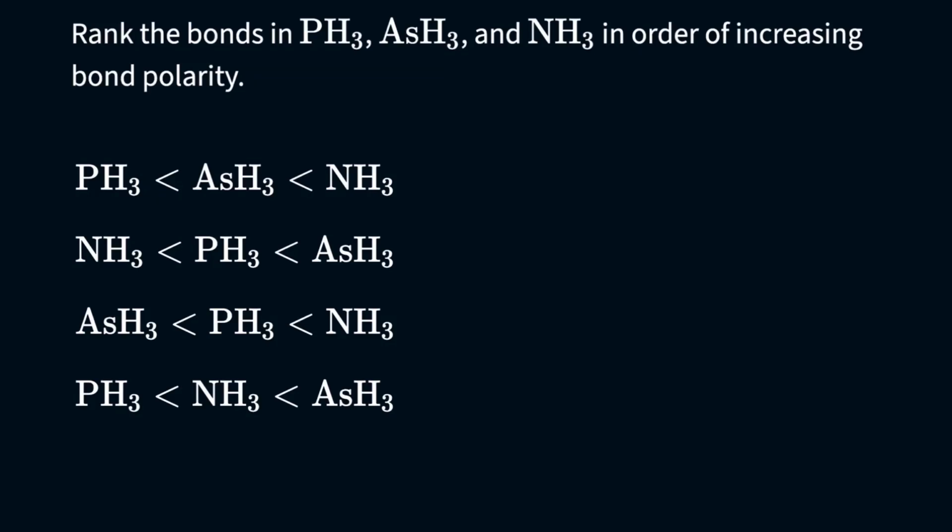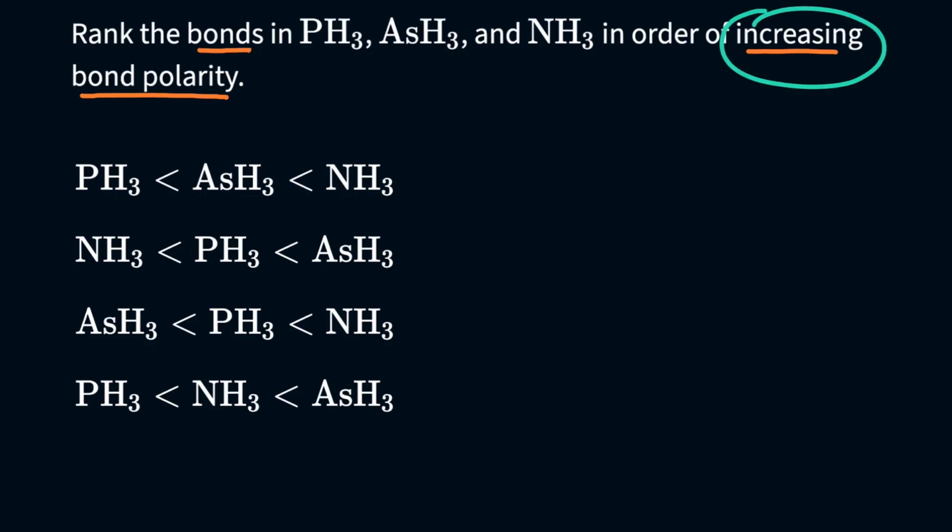Rank the bonds in PH3, AsH₃, and NH3 in order of increasing bond polarity. Okay, so we are trying to rank these in terms of increasing bond polarity. The hardest part is knowing, are we going from low to high or are we going from high to low? So that's always the first thing that I like to get out of the way.